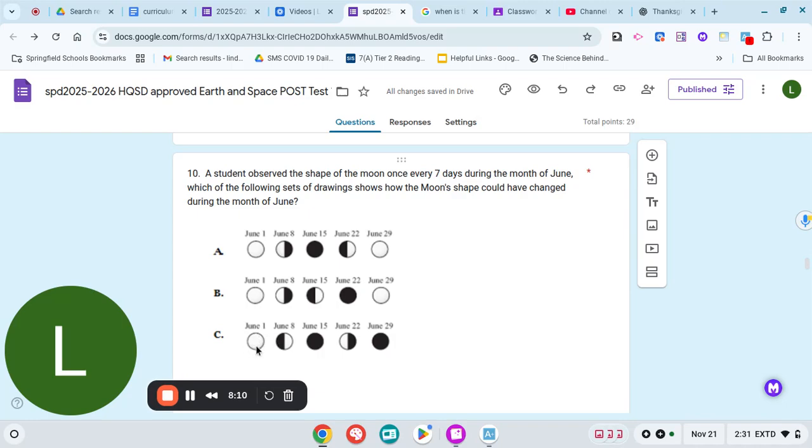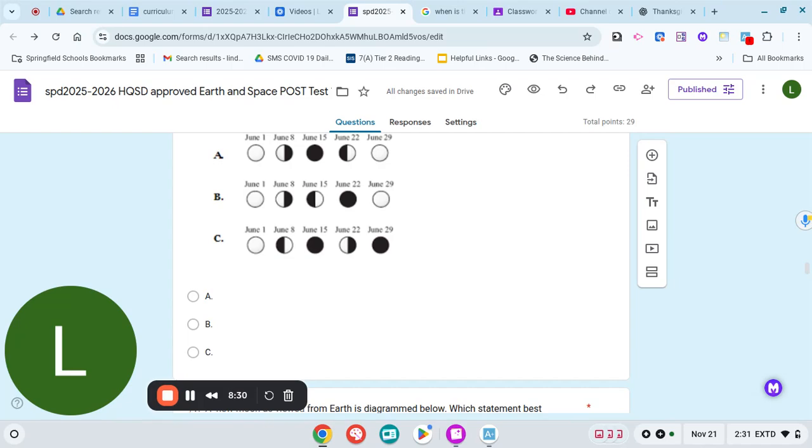If it starts like this on June 1st, 1 week later, it would look like this on June 8th. 1 week later on the 15th, after the 8th, it would look like this. 1 week after the 15th, it would look like this on June 22nd. And 1 week after June 22nd, it would look like this on June 29th. A, B, or C? What's the correct order?